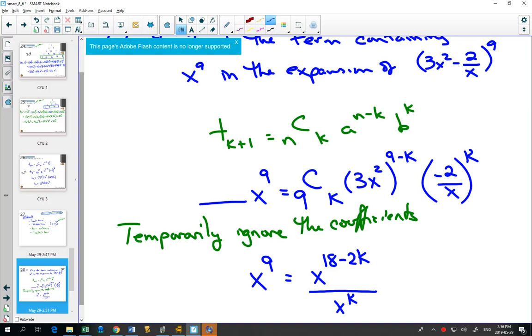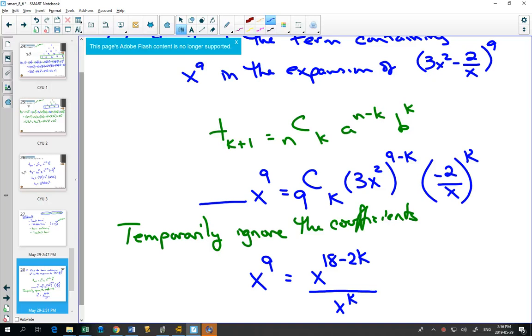If you put 6 into here, can you see that you would get 18 minus 12? So you would get x to the 6 on the top and x to the 6 on the bottom. That would cancel out and nothing would be left. We need more numbers on top. So k has to be smaller than 6.